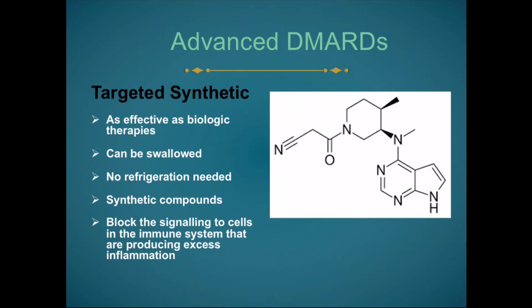Instead, these go into the cells that are going to make those inflammatory substances and prevent the immune system signaling this production. So they're going inside cells as smaller molecules. They can be swallowed because they're not made of protein. So as effective, don't require refrigeration. Most of these are once a day. We have 3 of them in this category. And more effective than the agents that we talked about in the previous module are conventional synthetic, also synthetic, but these are advanced, more targeted, more specific, also more expensive, but these therapies are very effective.